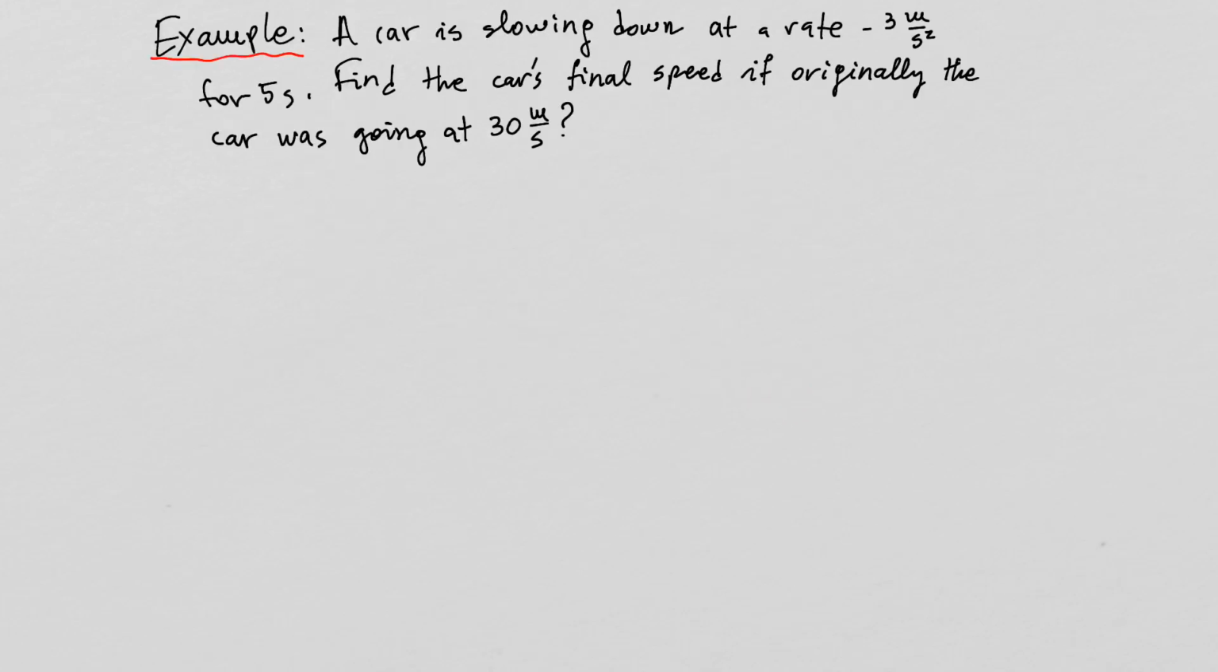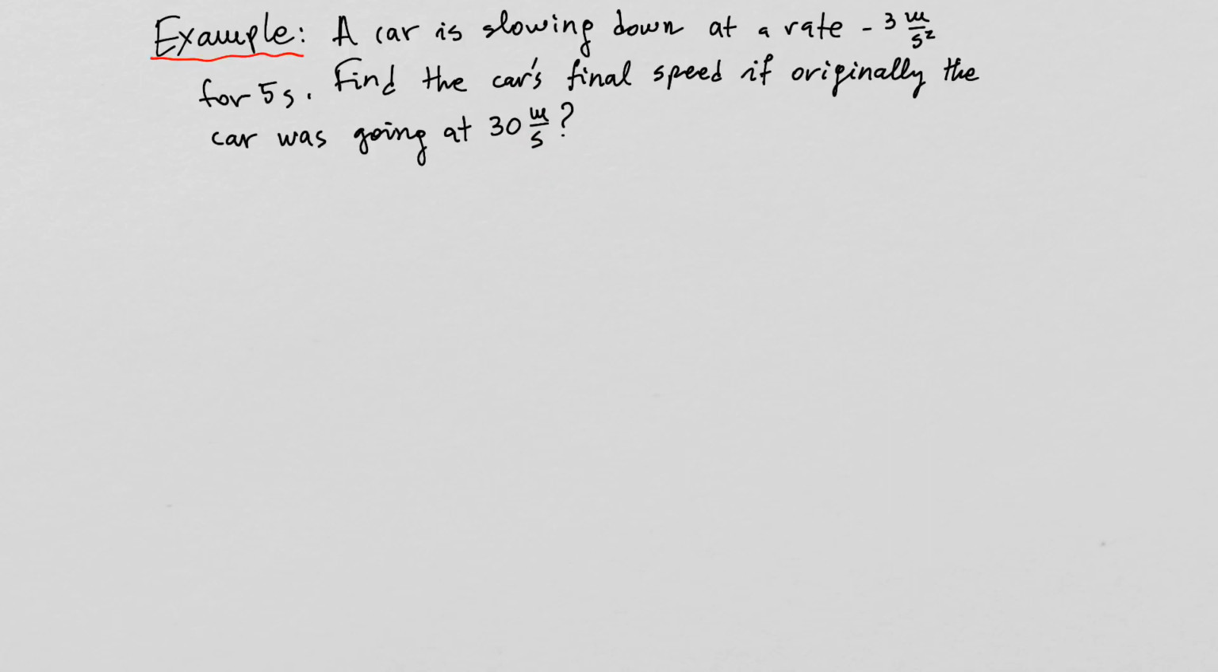So let's look at the following example. A car is moving or slowing down at a rate of negative 3 meters per second squared for 5 seconds. Find the car's final speed if originally the car was going at 30 meters per second.